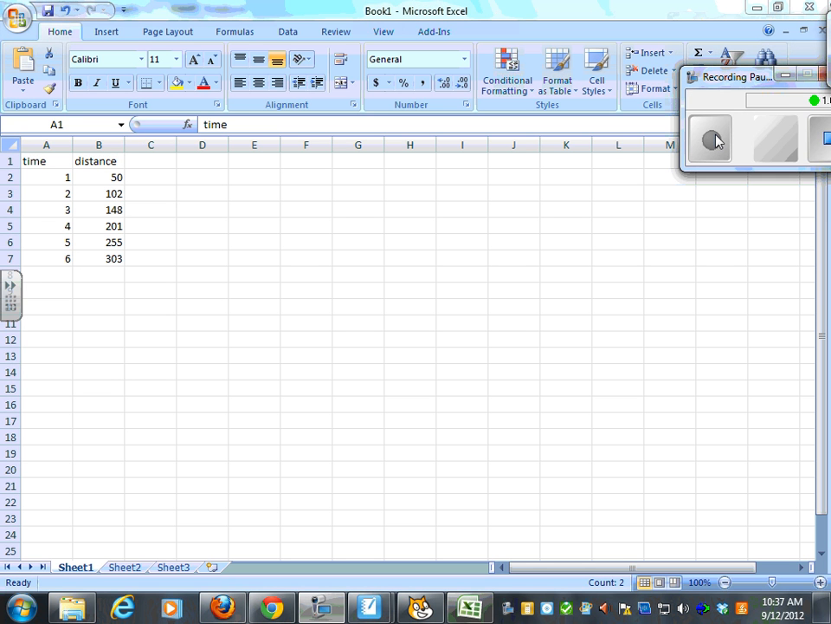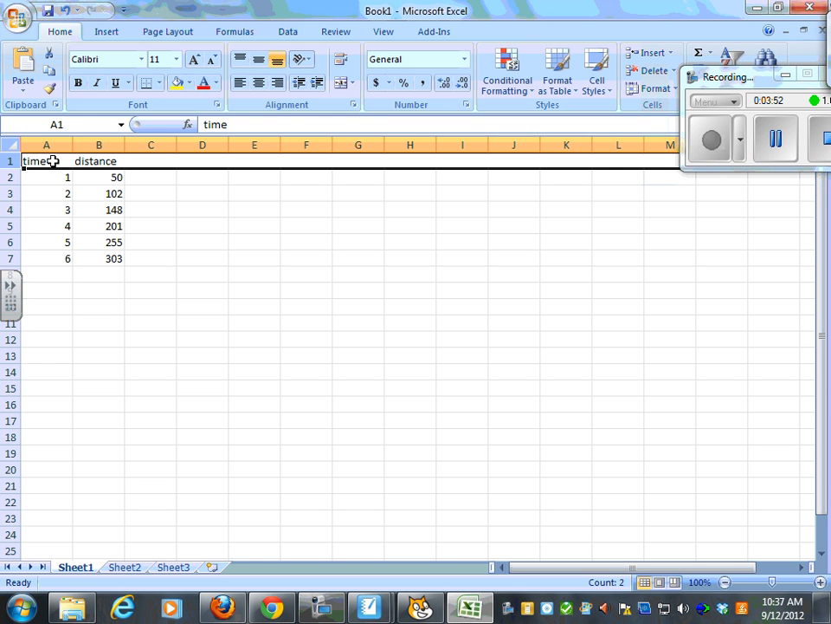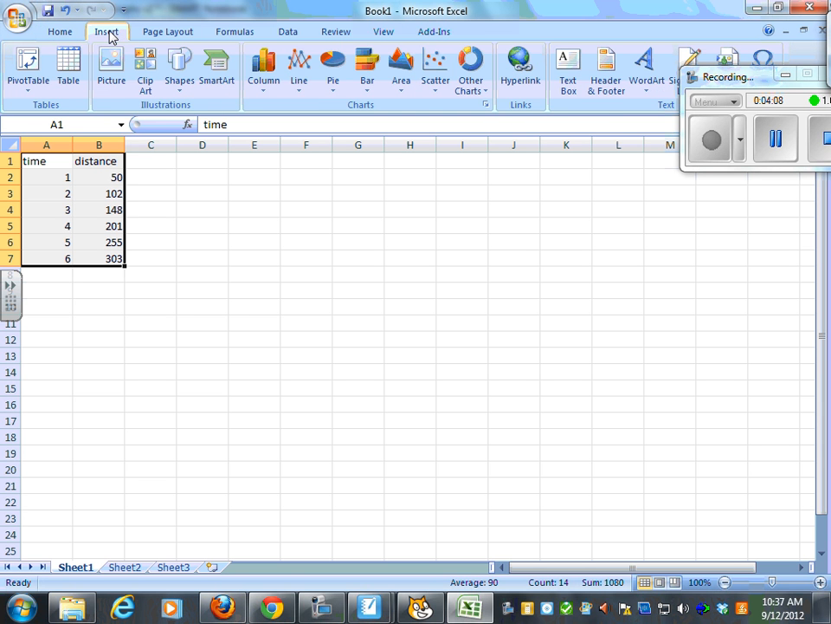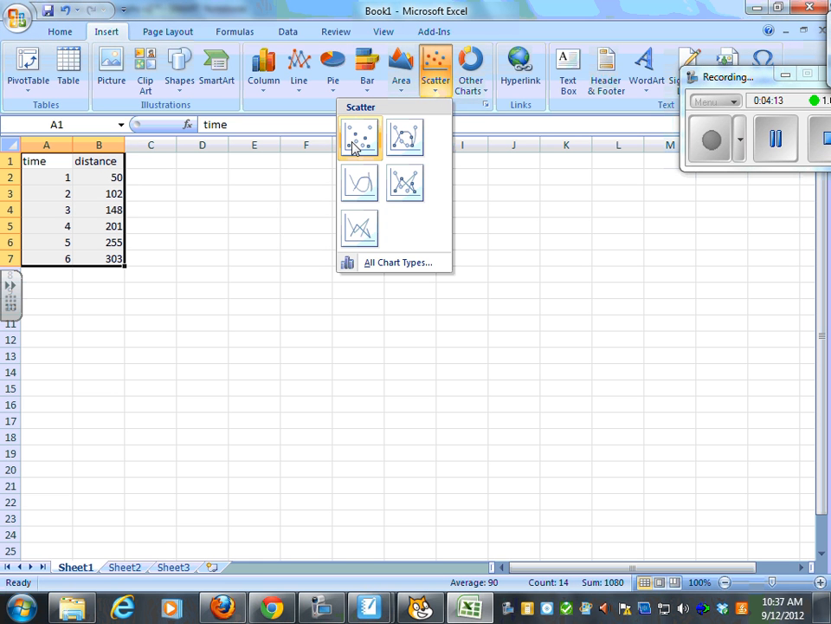Then I recommend you click in cell A1, like so, and then select the data like that. Okay? Now here's where it starts to get tricky, and I may screw up, but that's okay. I think it's insert. Yes, I'm right. Scatter plot. And let's go with the top left one there.